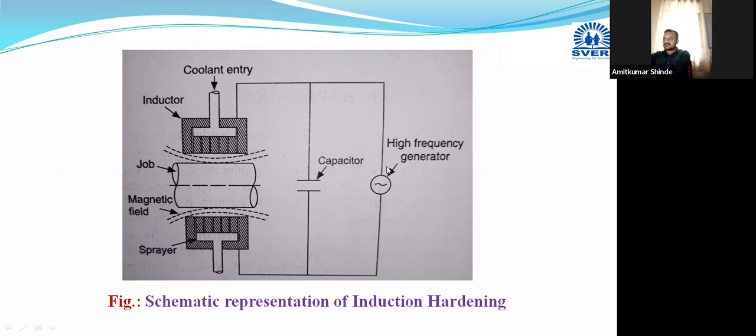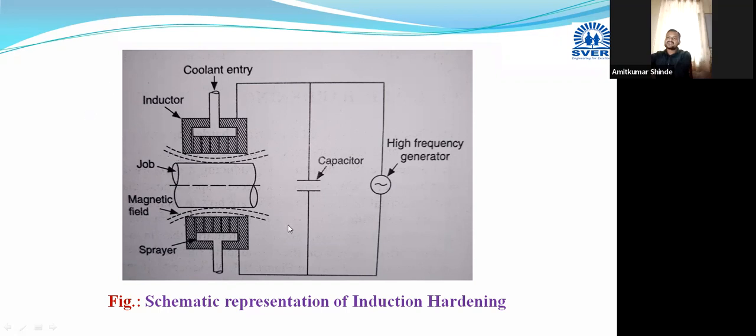High frequency alternating current will be generated through this high frequency generator, and it is passed through that inductor coil. Due to that, a magnetic field is generated. Due to this magnetic field, eddy currents are induced, and those eddy currents will flow through this workpiece layer by layer due to skin effect, and heating will occur. This heating is done up to a very high temperature, above the upper critical temperature of that steel. It may be above A3 or ACM depending on whether it is hypoeutectoid or hypereutectoid.